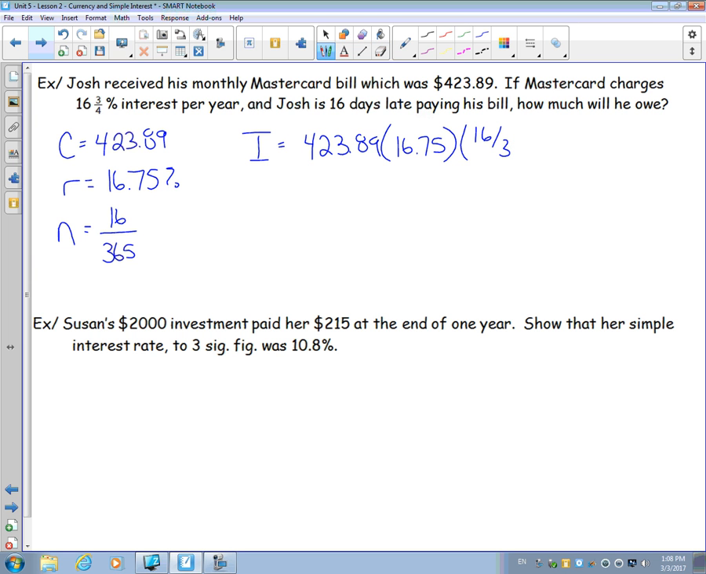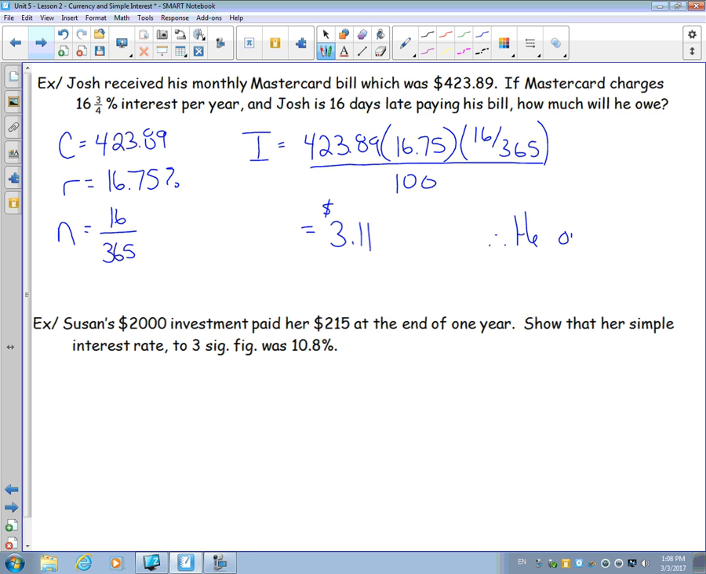So my calculator will keep the exact number in there. And I'm going to divide it by my 100, changing my rate to a decimal. If I put that all into my calculator, I end up with $3.11. Now what is that? That's the interest he owes, the additional amount that he owes. So the question was, for Josh, how much does he owe?